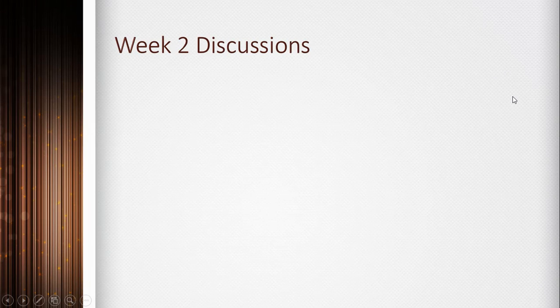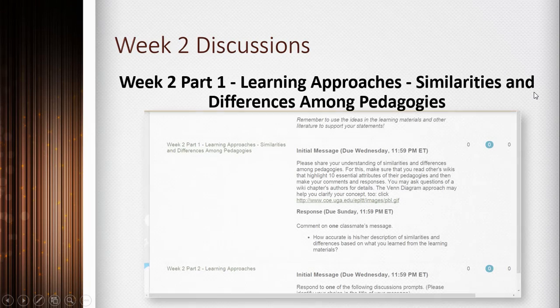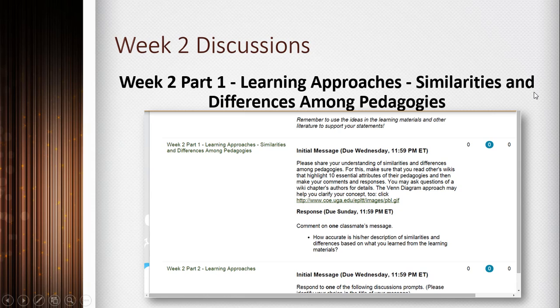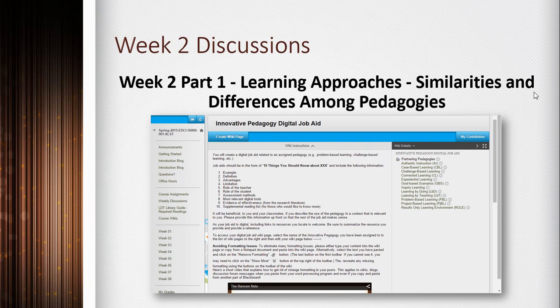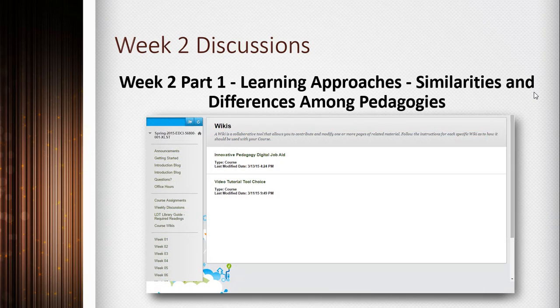For the discussions this week, we have two discussions. The first one is about learning approaches, and it's about considering the similarities and differences among pedagogies. One of the things you want to do in order to participate in the discussion is review the digital job aids that you created in the wikis. You can do that by going to course wikis and clicking on the innovative pedagogy digital job aid.